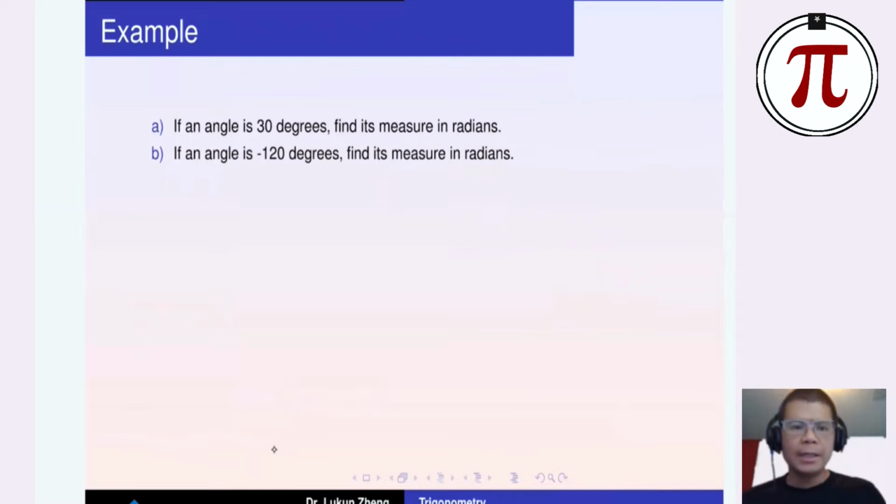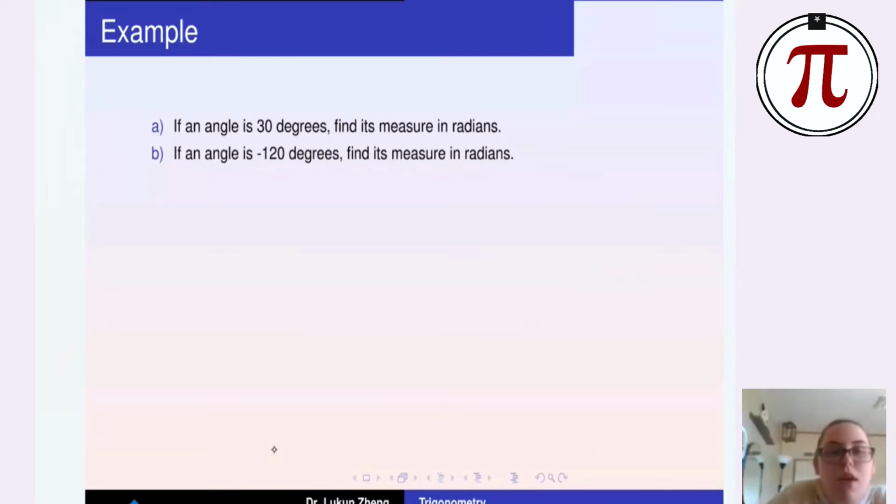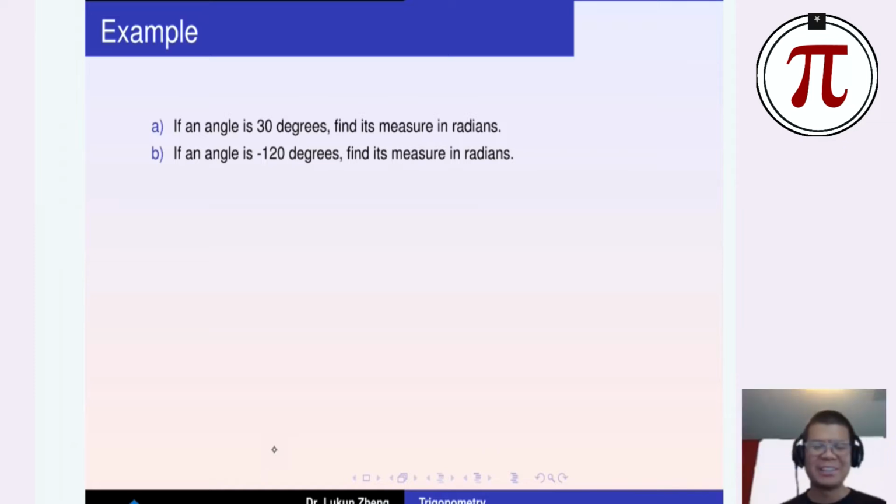Okay, Natalie, can you read it first, please? Find its measure in radians. B, if an angle is negative 120 degrees, find its measure in radians. Very good. Thank you. Let's do this one together for A.